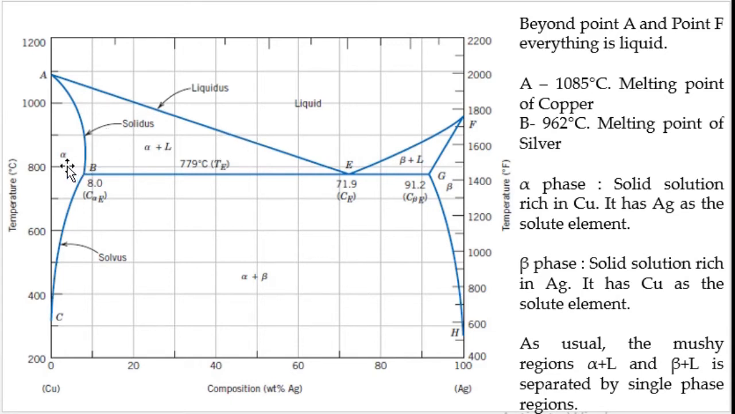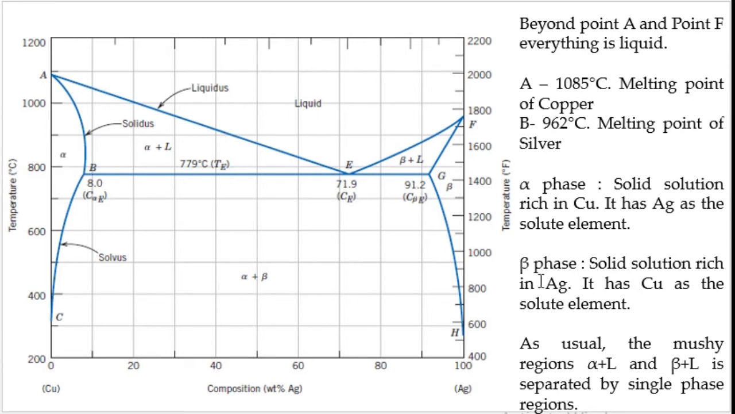I told you there are two phases, alpha phase and beta phase. Alpha phase is the solid solution which is rich in copper. Here copper is maximum, and here silver is maximum. On the left-hand side copper is maximum, on the right-hand side silver is maximum. So naturally on the left-hand side, whatever phase is forming will be rich in copper. Similarly on the right-hand side, whatever phase is forming will be rich in silver. So alpha phase means a solid solution rich in copper, where copper is maximum and silver percentage is increasing from 0. Silver as the solute element is called alpha phase.